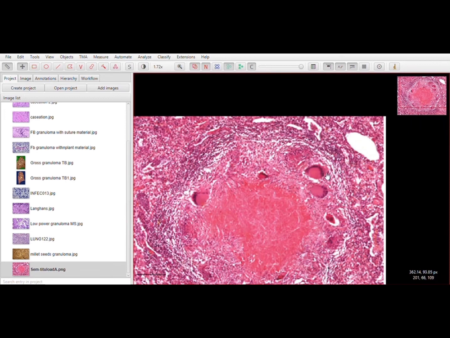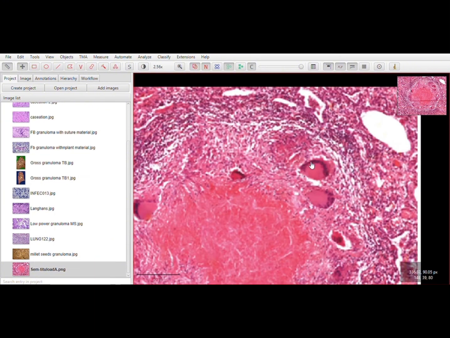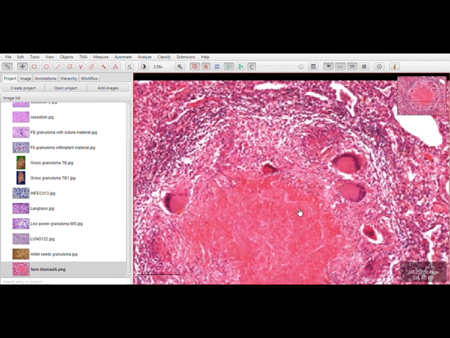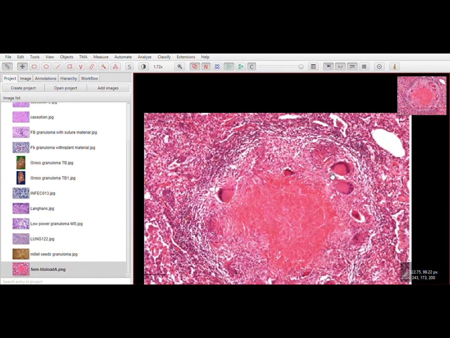Now, what are these giant cells? These are actually the merger of macrophages. These macrophages are merged together and they form a giant cell in which there is peripheral arrangement of nuclei, and this is why they are typically known as Langhans type of giant cells. Another very important feature of a tuberculous granuloma.